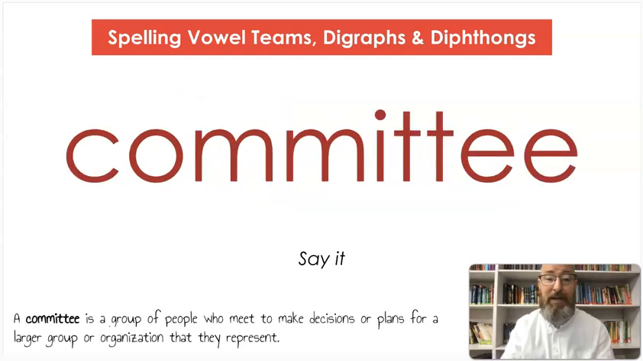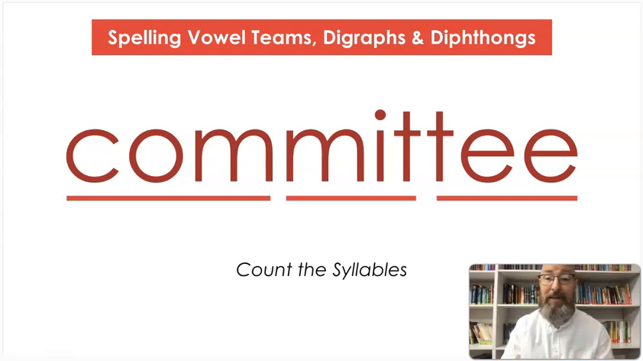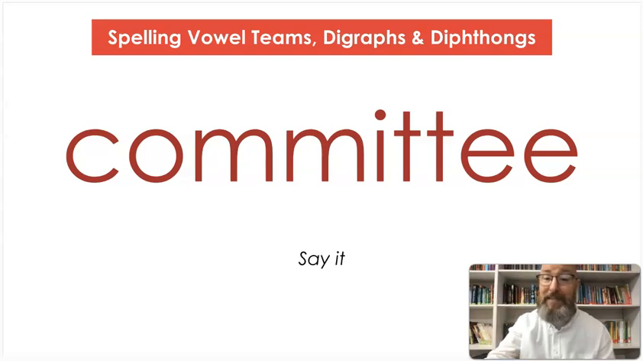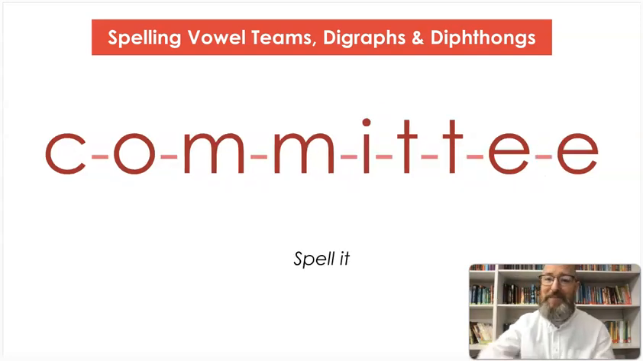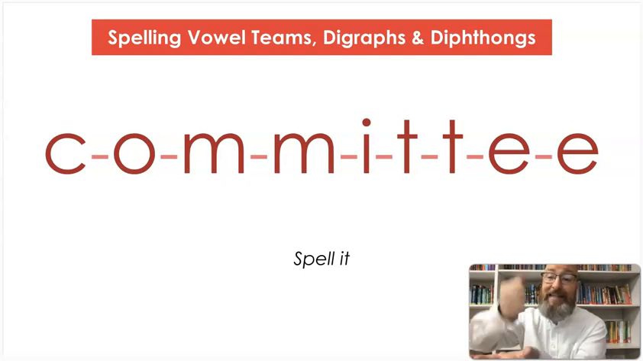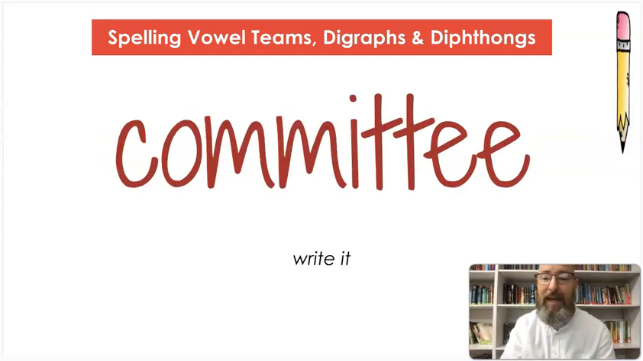The next word is committee. Say committee. A committee is a group of people who meet to make decisions or plans for a larger group or organization they represent. Let's count the syllables. Committee. Committee. Let's spell it. C-O-M-M-I-T-T-E-E. Committee. And let's write it.